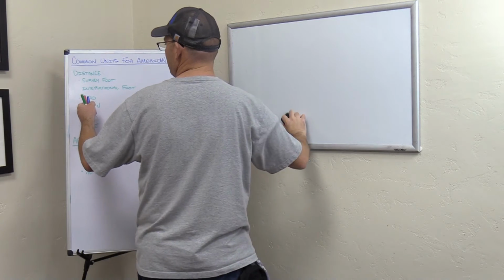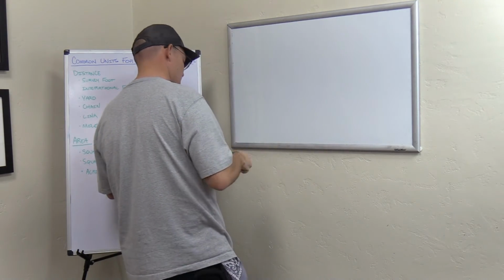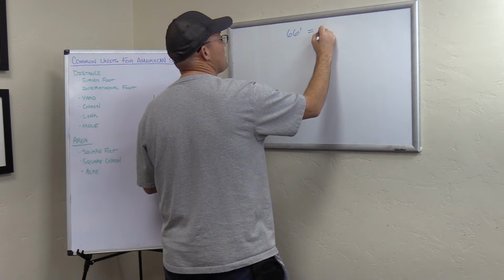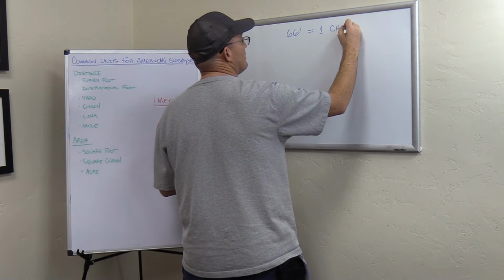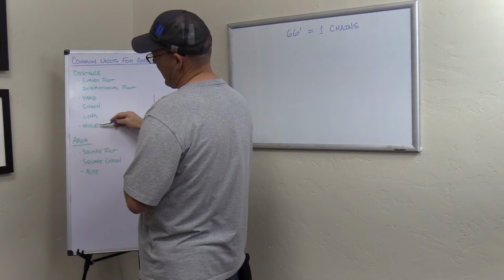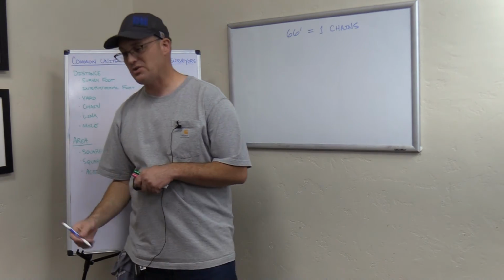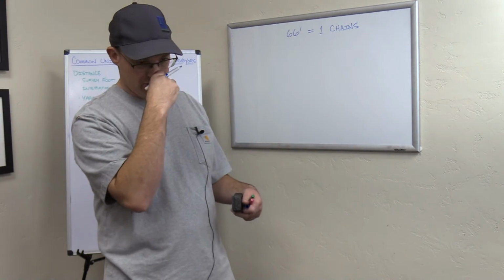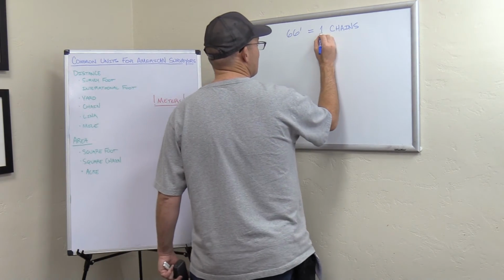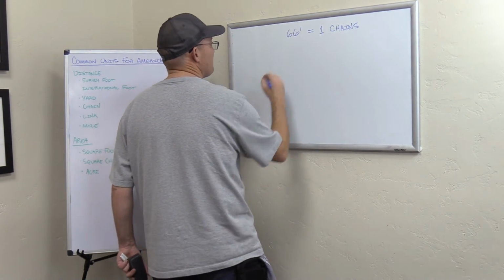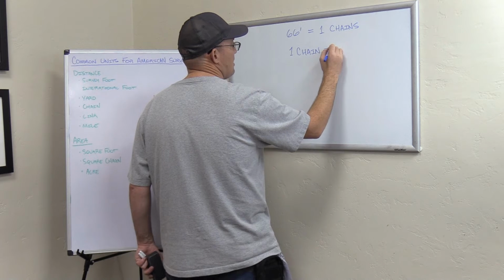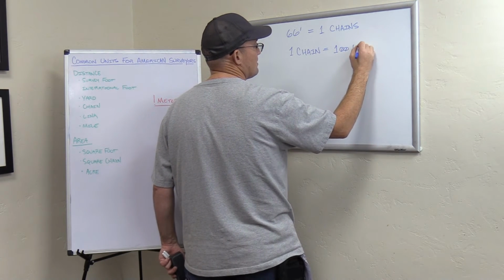Now let's talk about how we go from survey feet to chains. 66 feet equals 1 chain. Chains and links and miles and acres and square chains all come from the public land survey system, which is a system used to survey across the United States in the good old days. So 66 feet equals 1 chain, and 1 chain has 100 links.